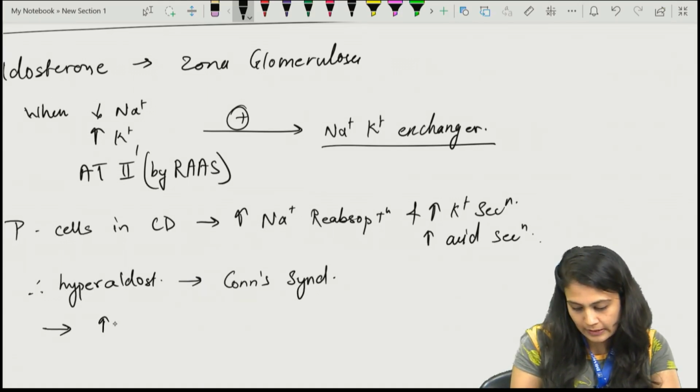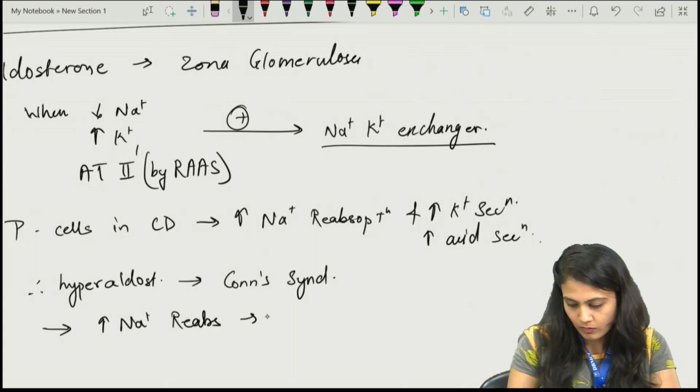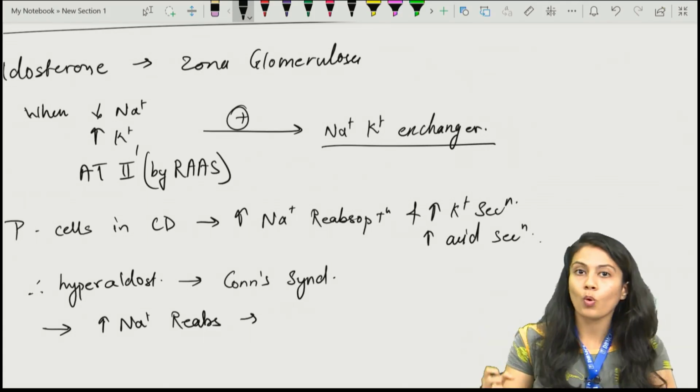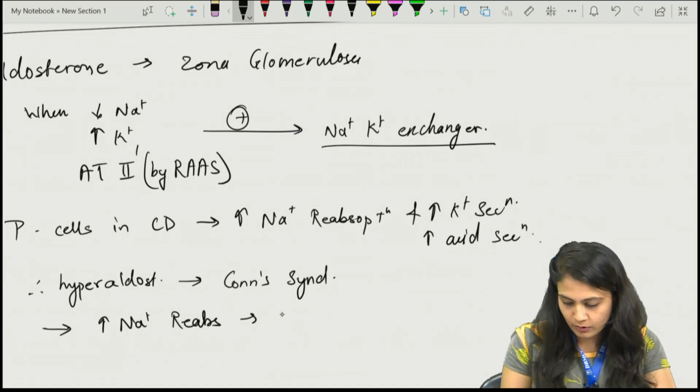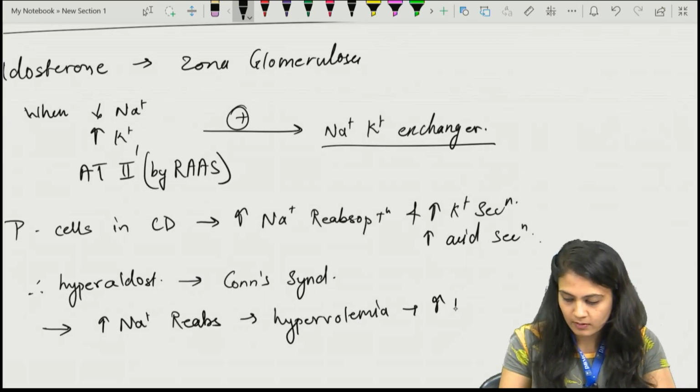Why? Because of increased sodium reabsorption, which will drag the water with itself, and it causes hypervolemia. The BP will increase, that is nothing but hypertension.